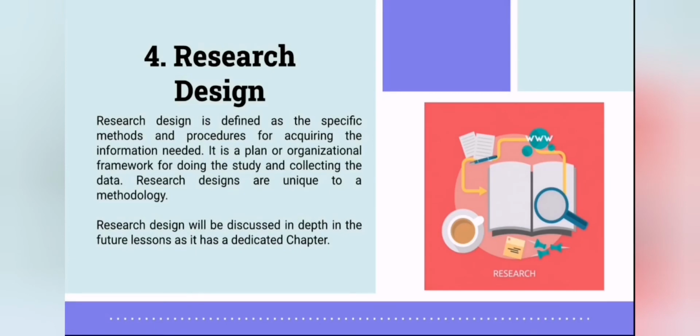Stage 4 is research design. Okay, for this we will just define what research design is. Research design is defined as the specific methods and procedures for acquiring the information. It is a plan or organizational framework for doing the study and collecting the data. We will discuss this research design in depth later on in the succeeding chapters, actually in chapter 3.